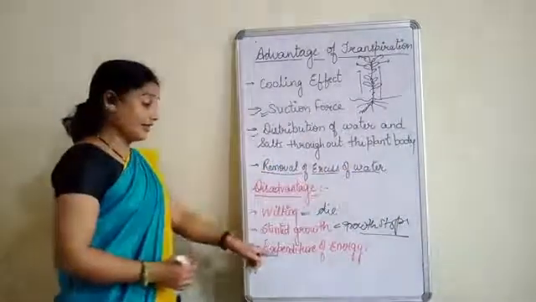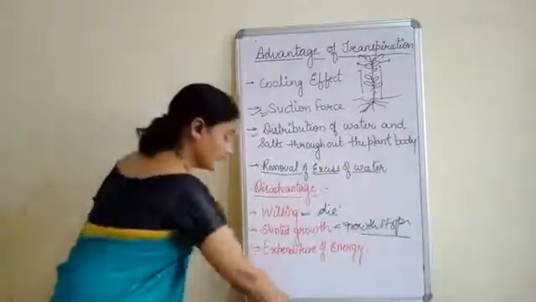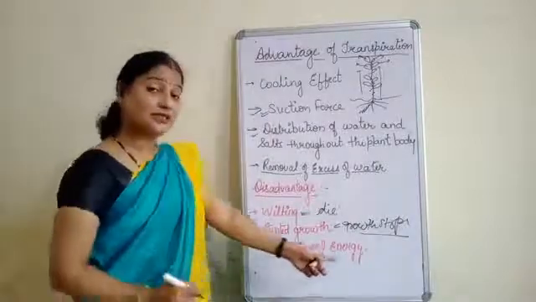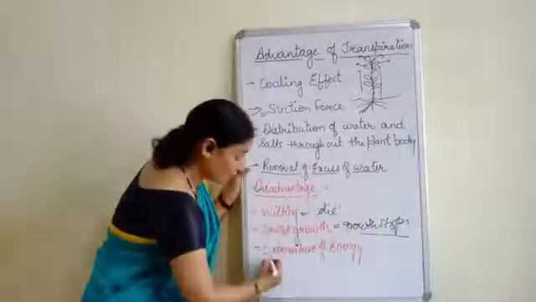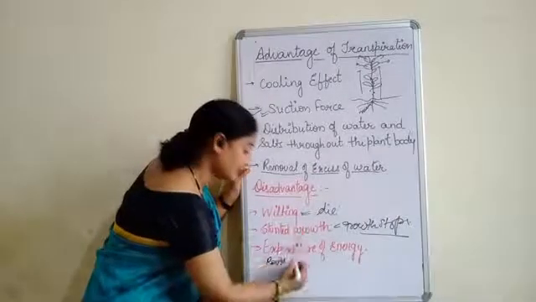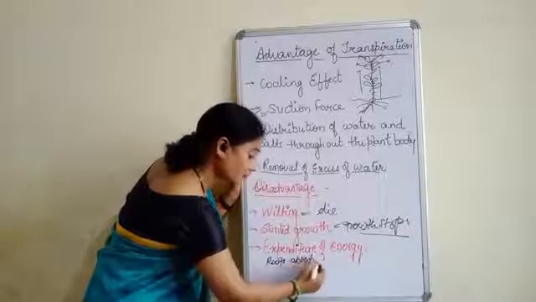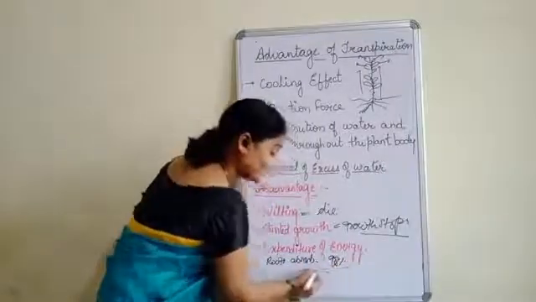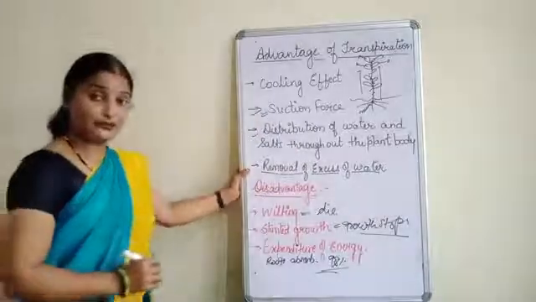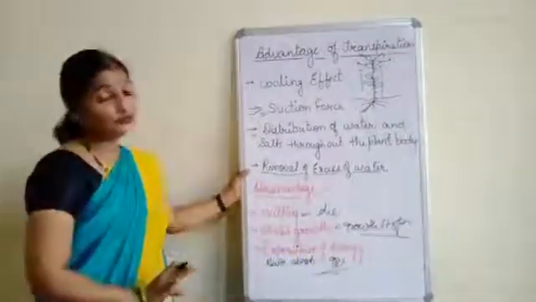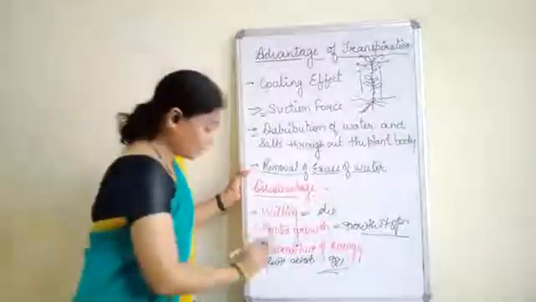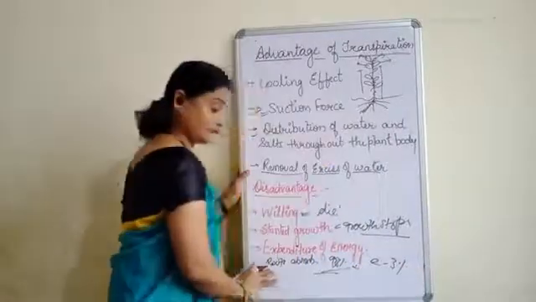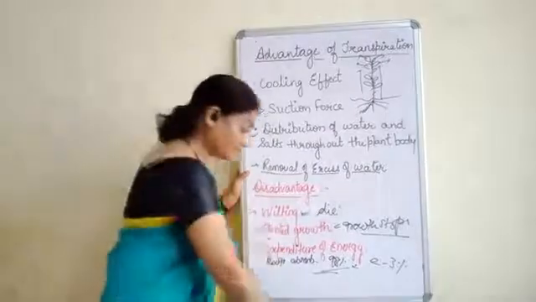The next is expenditure of energy. Expenditure of energy. Now see what happens in expenditure of energy. Roots continuously absorb water, but 98% of the water is waste. Okay, that is lost by the process of transpiration. Plant uses only 2 to 3% of the water, and the rest water gets lost.